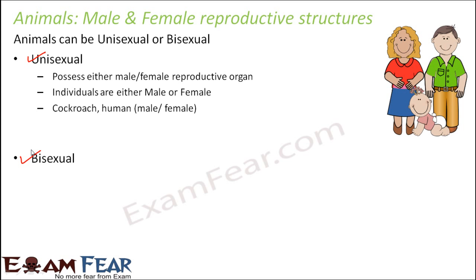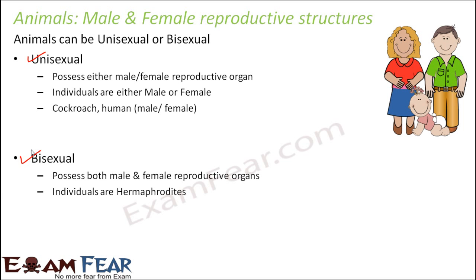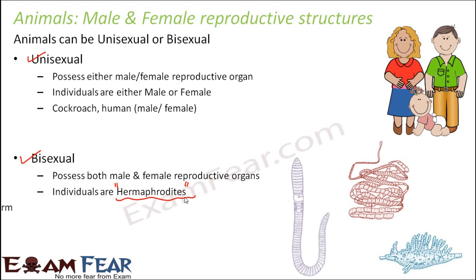Now, bisexual means both the reproductive organs, both male and female, are present in the same organism. So one organism possesses both male and female reproductive organs. These individuals are known as hermaphrodites. Hermaphrodite is a name given to those animals which have both male reproductive organ as well as female reproductive organ. Examples are earthworms, sponges, that is porifera, and tapeworm. They are all bisexual. So they have the male reproductive part as well as the female reproductive part in the same animal.